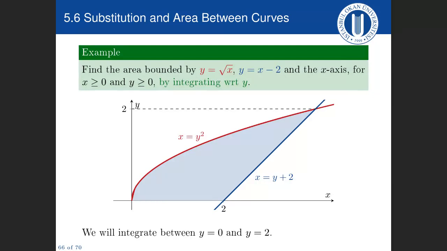Find the area bounded by y equals the square root of x, y equals x minus 2, and the x-axis, for x greater than or equal to 0 and y greater than 0. We did that before, but there's an extra statement here: by integrating with respect to y. Now we're going to be integrating between two different values of y. The smallest possible value of y here is 0, and the biggest possible value of y in this blue area is 2. So we're going to be integrating between y equals 0 and y equals 2.